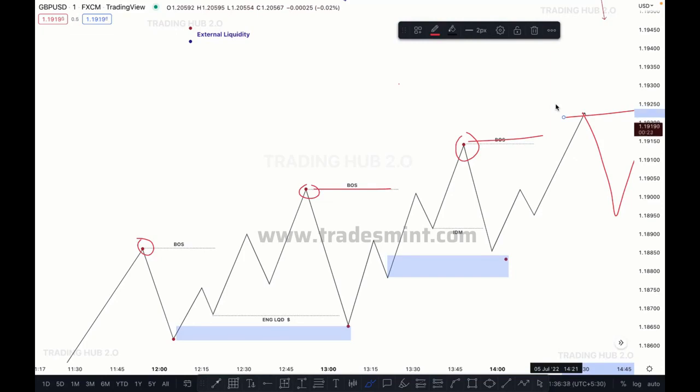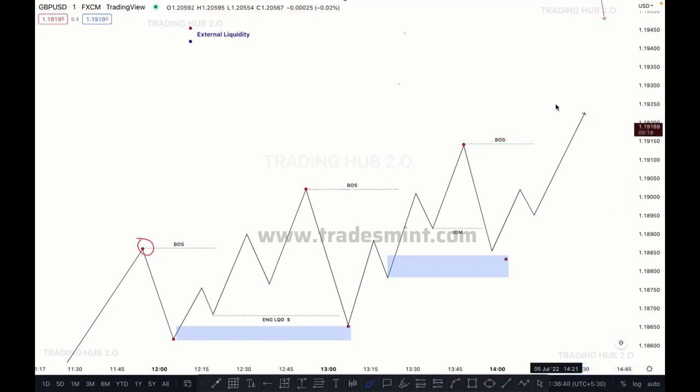I will discuss internal liquidity, how to identify it, and what types of internal liquidity there are. Most of the time internal liquidity is of two types. First is inducement, second is engineering liquidity. Between the major swing high or low we can see minor structure, minor liquidity, and how we can identify it. This is a very simple and powerful way to use it. Let me show you exactly how it works.